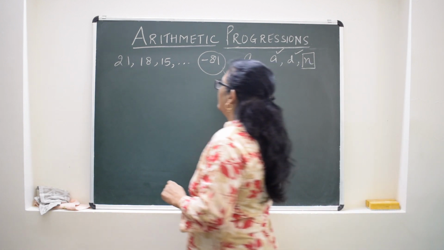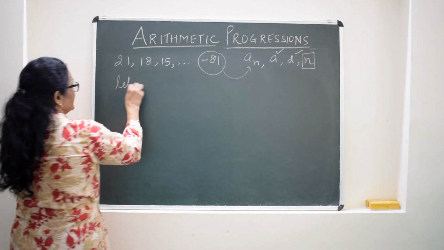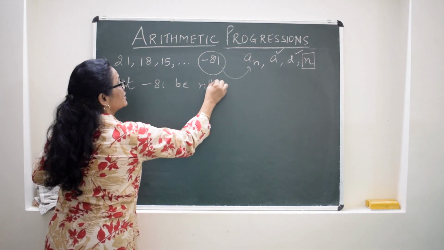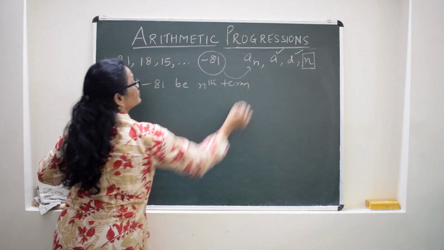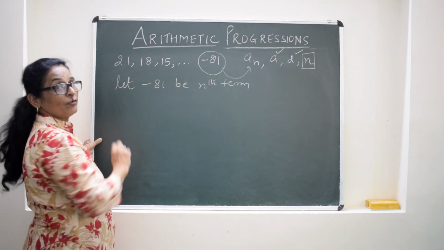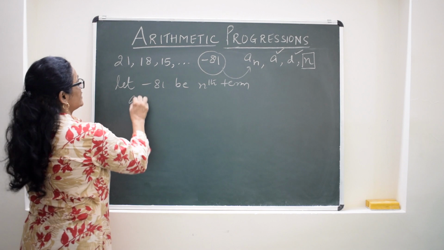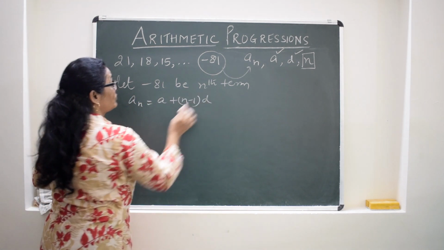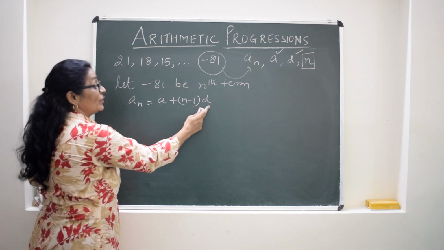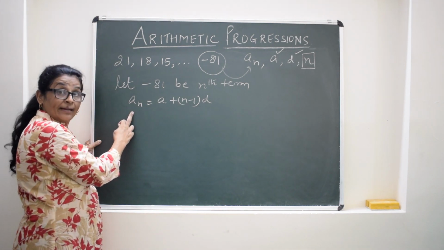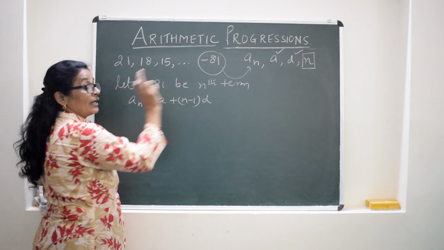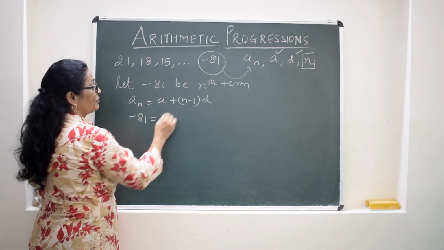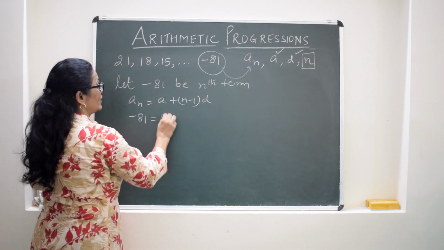So we will say let minus 81 be nth term. Okay, so we'll apply the formula of nth term, that is an is equal to a plus n minus 1 into d, where we know a, we know d and we also know an. So on the basis of this we will calculate n.